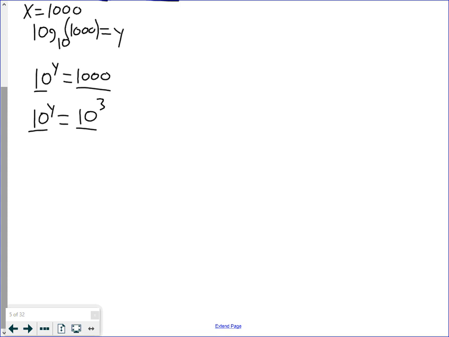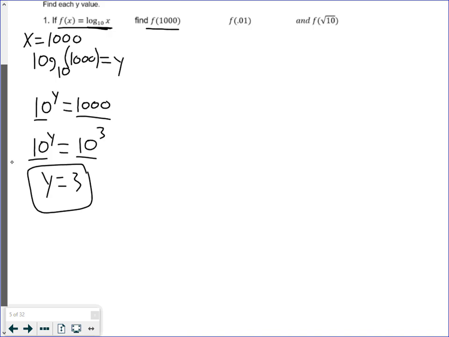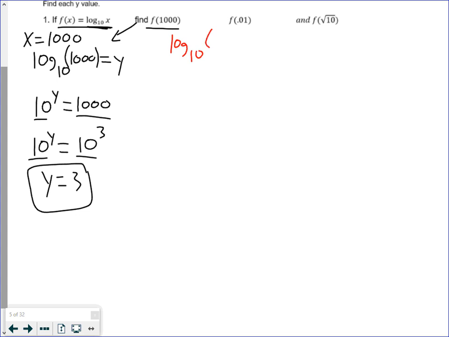So we have the same base on both sides of the equal sign. And once we have the same base on both sides, we just set the exponents equal to each other, and we get that y equals 3. So that's for f of 1,000. Now we're going to do the same thing for f of 0.01. So we're going to plug in our x. So we get log base 10 of 0.01 equals y.